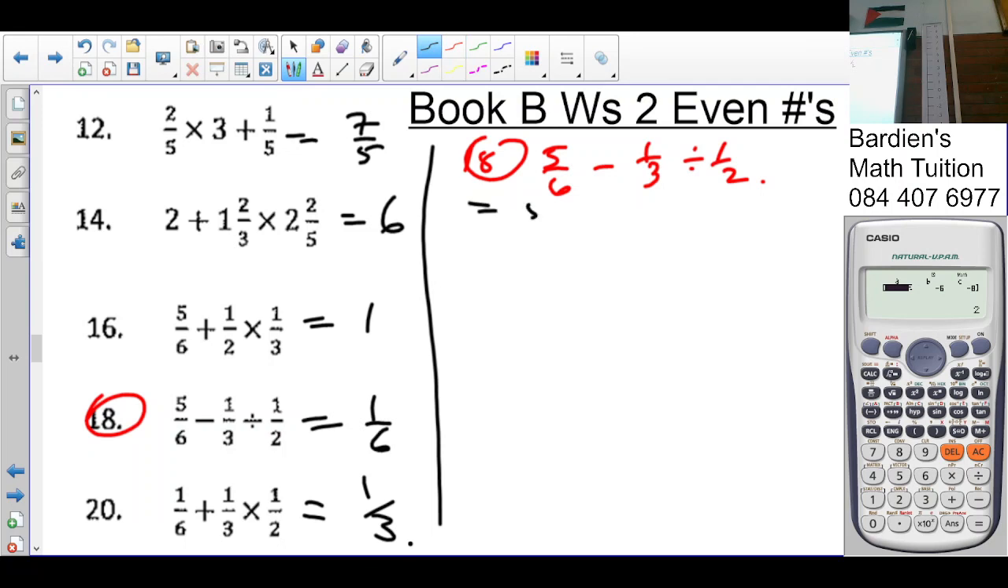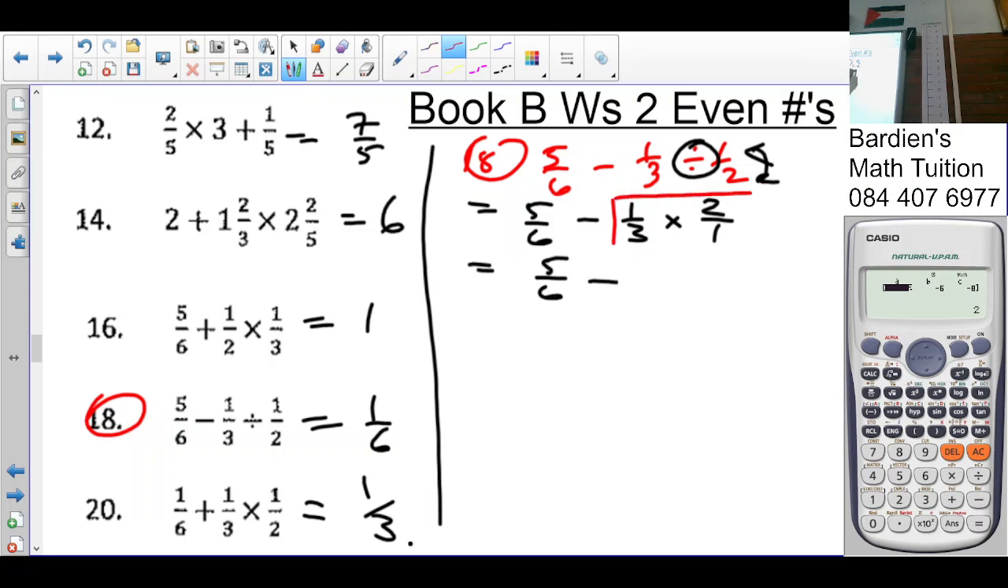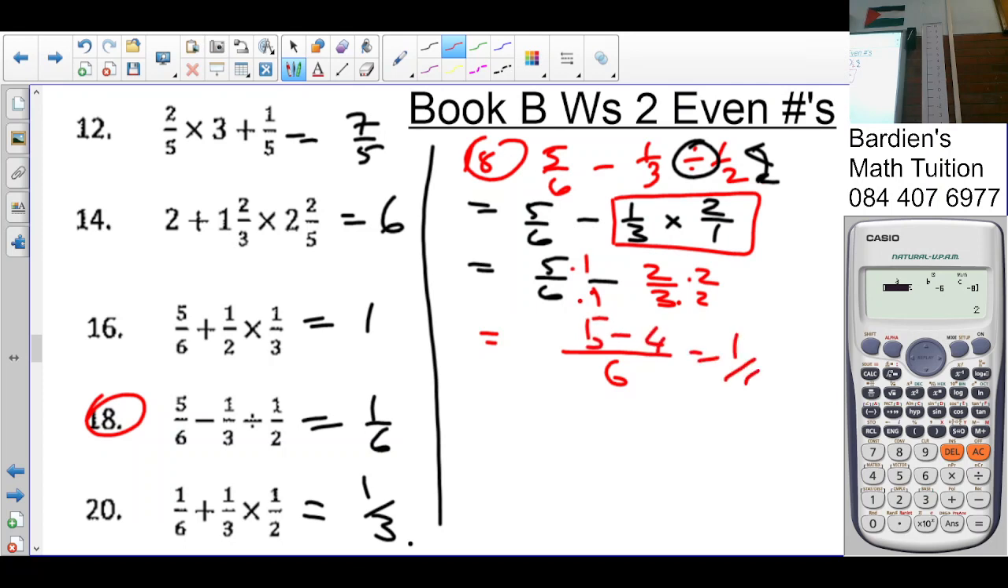5 over 6 minus 1 over 3 times 1 over 2. 2 over 1, that's your mistake. You're saying 2 over 1 over 2? It's 2 over 1. Although you changed yours to multiplication, you didn't tumble it. So here's going to be 5 over 6 minus, is there anything that can simplify here? 1 times 2 is 2, 1 times 3 is 3. What's my LCM here? 6. So times by 1, times by 2. So it's 5 minus 4, which is 1 over 6. Make that correct. Number 20.